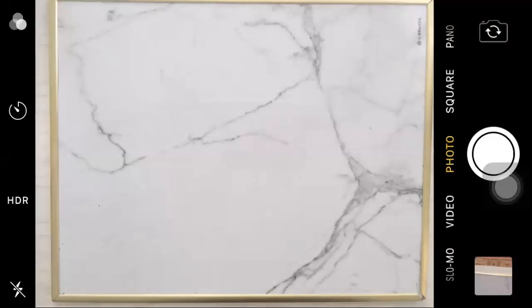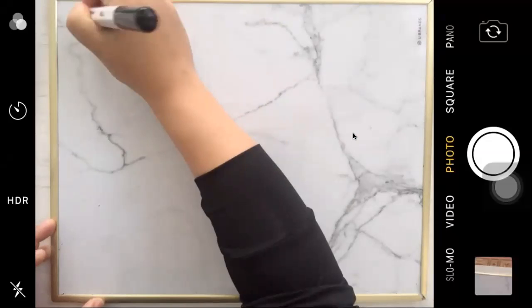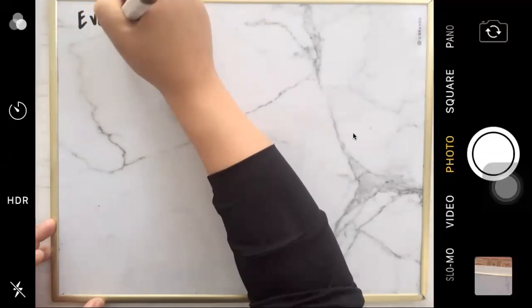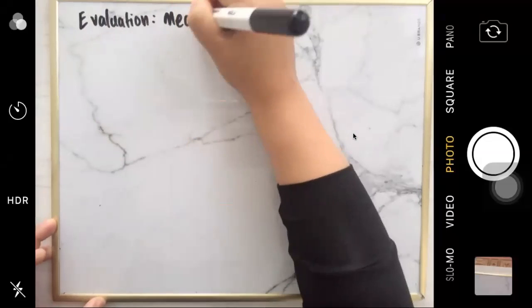So evaluation of the upgrade, it's a whiteboard today. Evaluation of students. Management.